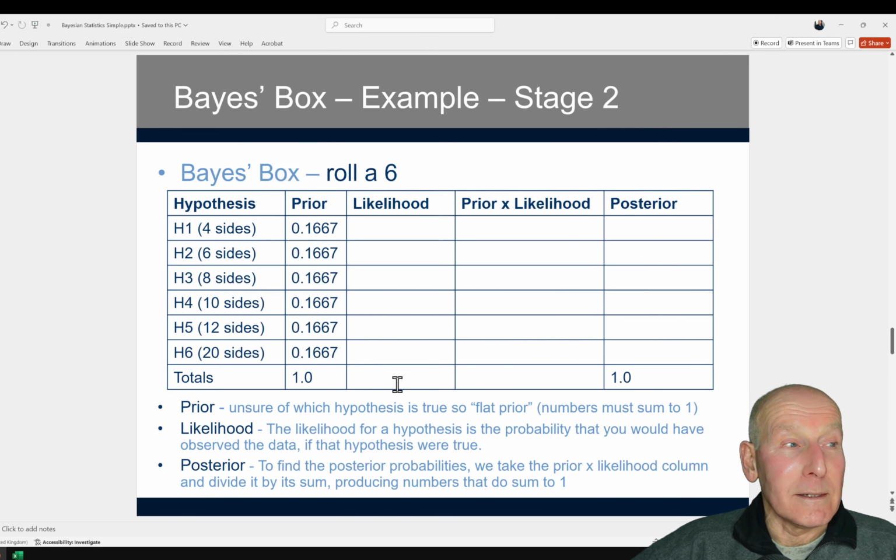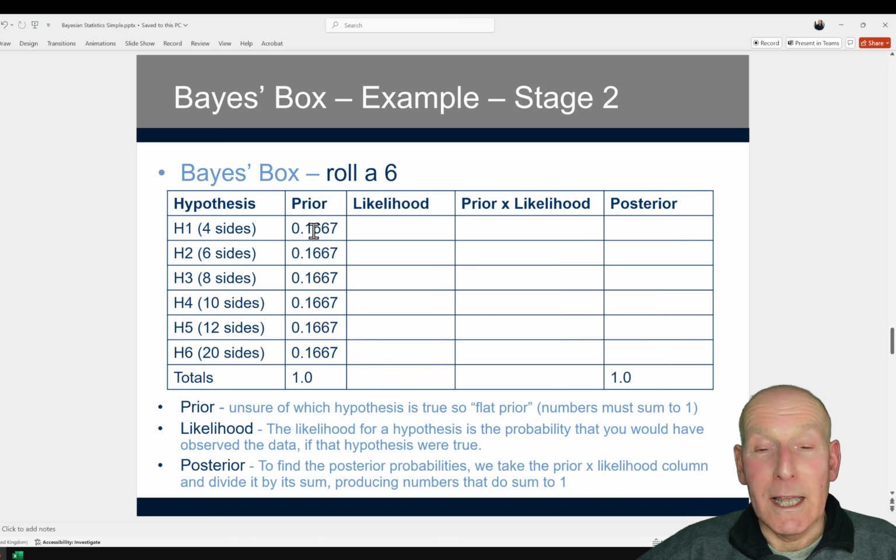So what does that mean? Well, it means that the prior, in this particular case, because there are an equal number of dice of each size, will be 1/6, which is 0.1667.